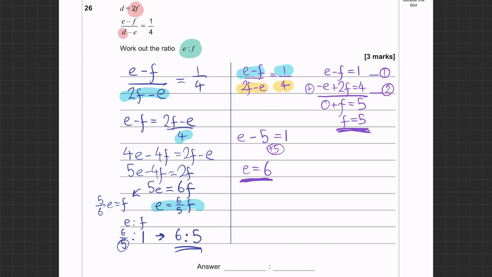And then it says work out the ratio e to f, which is 6 to 5. So we've then got our answer of 6 to 5. So this way is much nicer because you have to be very wary with how you go about the algebraic method here. So I'd recommend doing it with the simultaneous method.